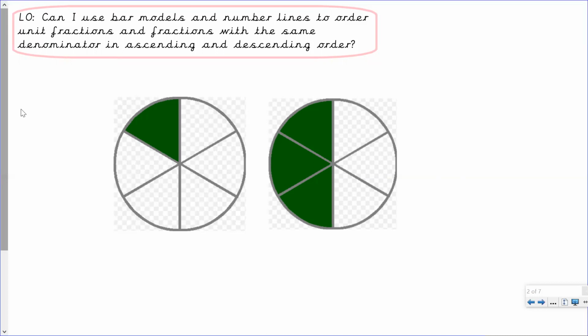Okay, so here we can see that we've got two shapes. Let's look at this one. How many equal parts has it been divided into? 1, 2, 3, 4, 5, 6. And one part is shaded. So what fraction does that show? 1/6.